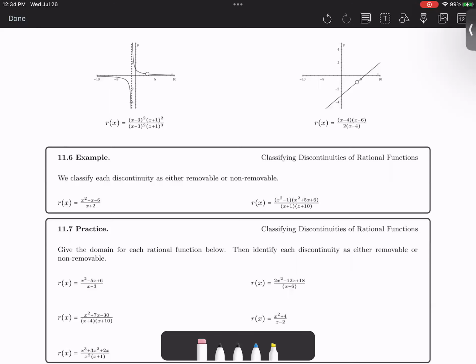The discontinuities of a rational function come from the zeros of the denominator because we can't divide by zero. But there are two types of discontinuities, removable and non-removable. And they're very easy to remember because they are named very appropriately. A removable discontinuity, so a zero in the denominator, is one that we can remove with some algebra. A non-removable discontinuity is a zero in the denominator that we can't remove with algebra.